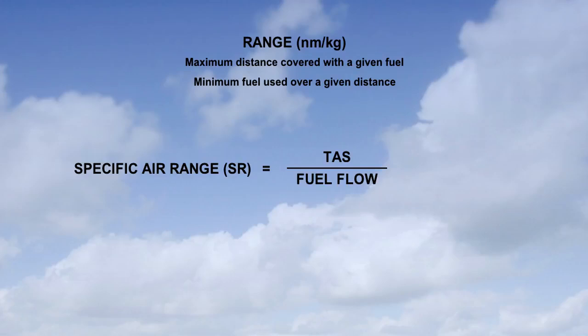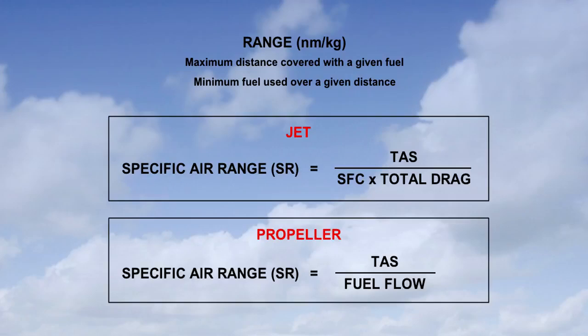You may recall from the endurance lesson that fuel flow is specific fuel consumption multiplied by drag for a jet, and specific fuel consumption multiplied by power required for a propeller-driven aeroplane. Looking at the formulae, it is now obvious that in order to maximize the specific range of the aeroplane, true airspeed must be high and the fuel flow must be low.